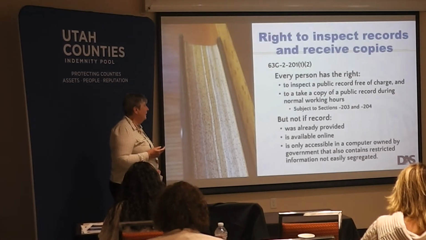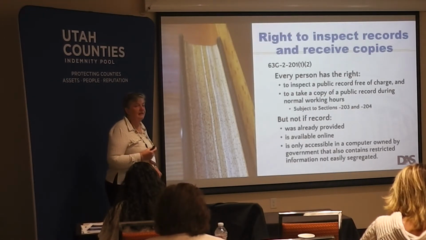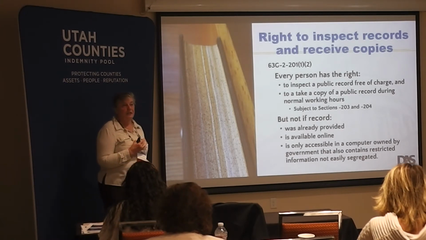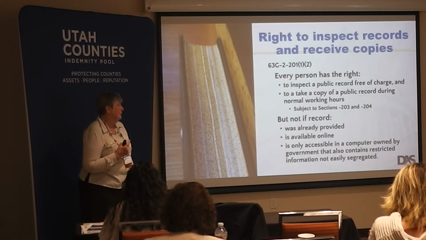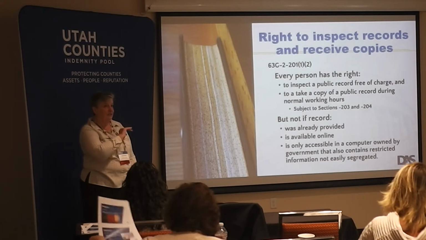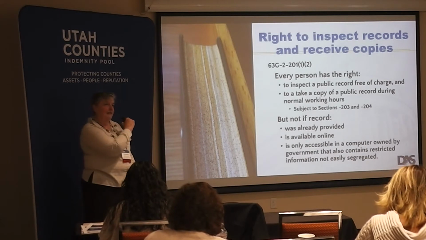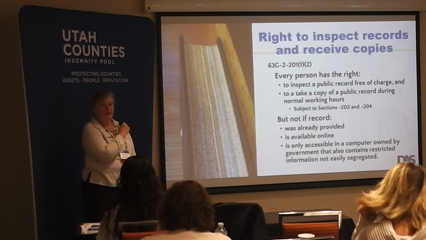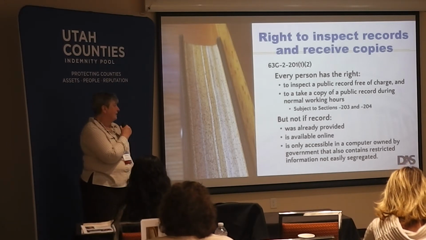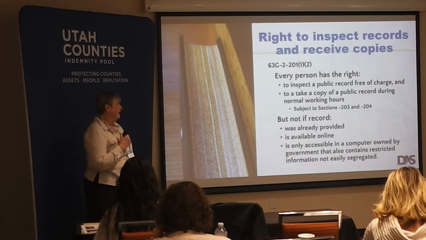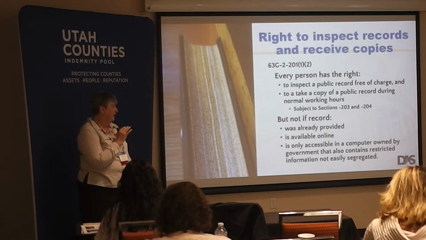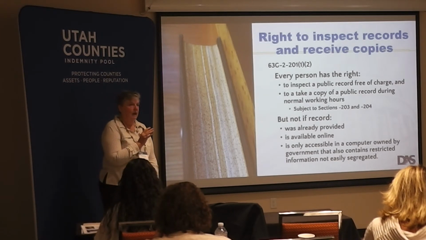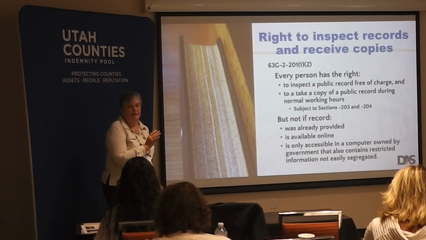Now I'm going to go into some points that the law has about access. The law says that every person has the right to inspect a public record free of charge during normal business hours. Just this year, in 2019, the legislature carved out some exceptions: not if the record was already provided to the person, not if it's available online, and not if it's only accessible in a computer that's owned by government and that also contains restricted information that would have to be segregated.